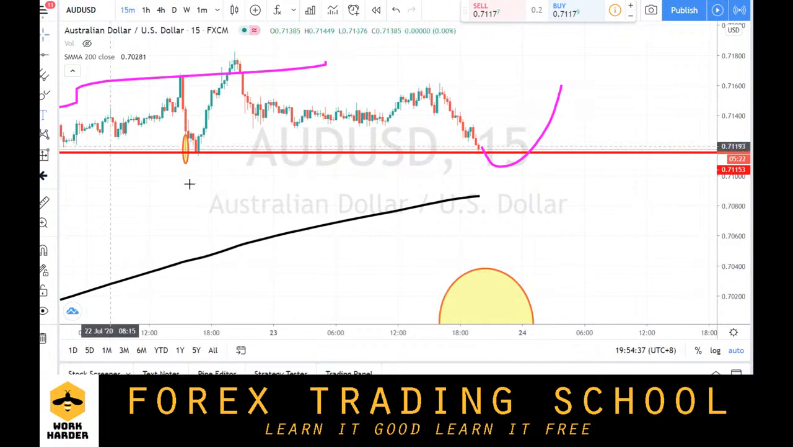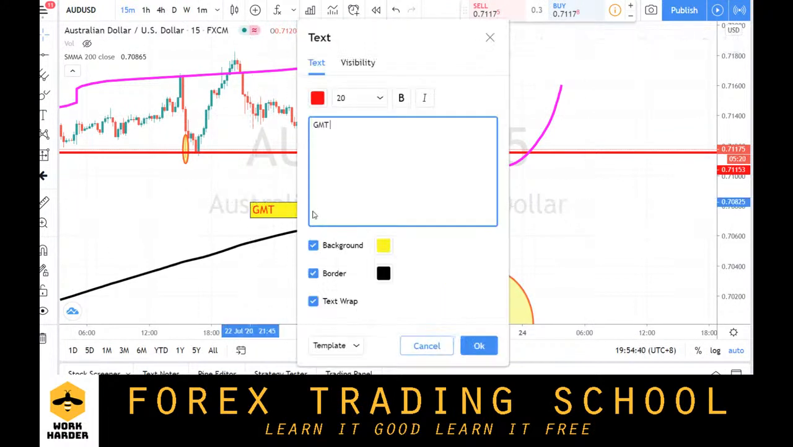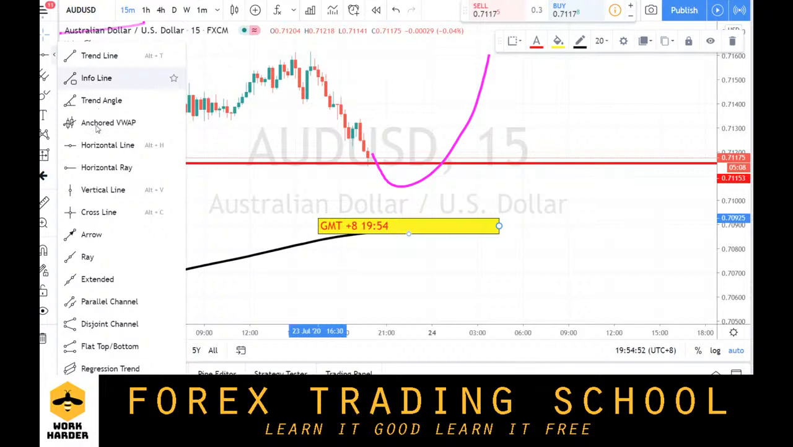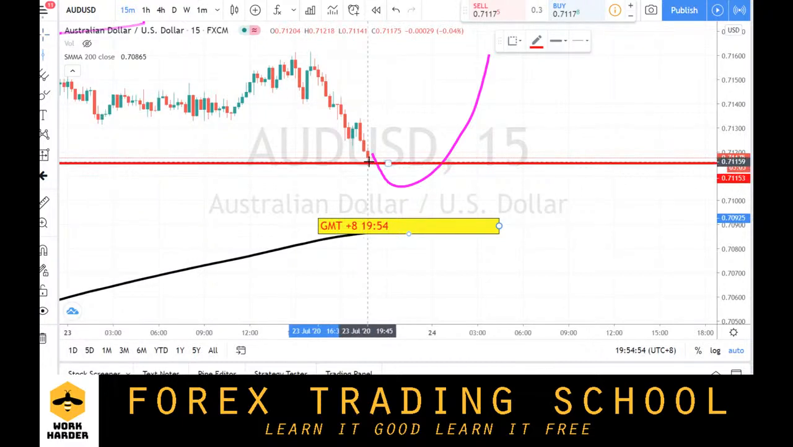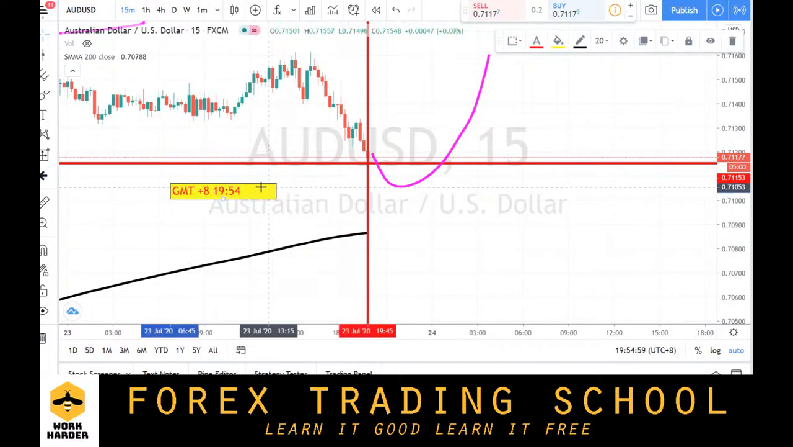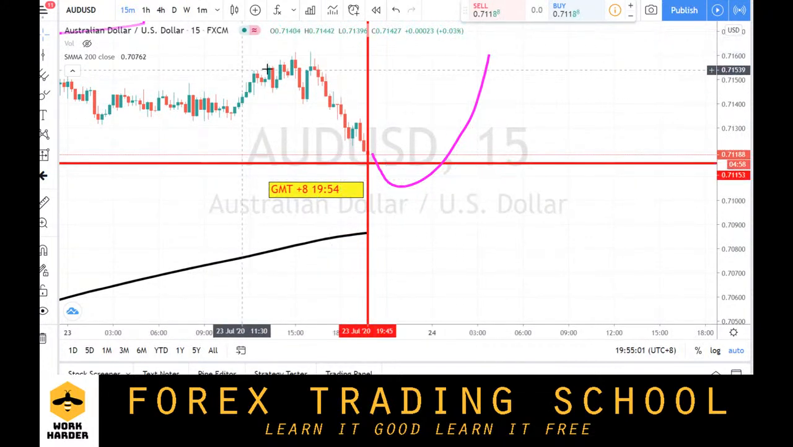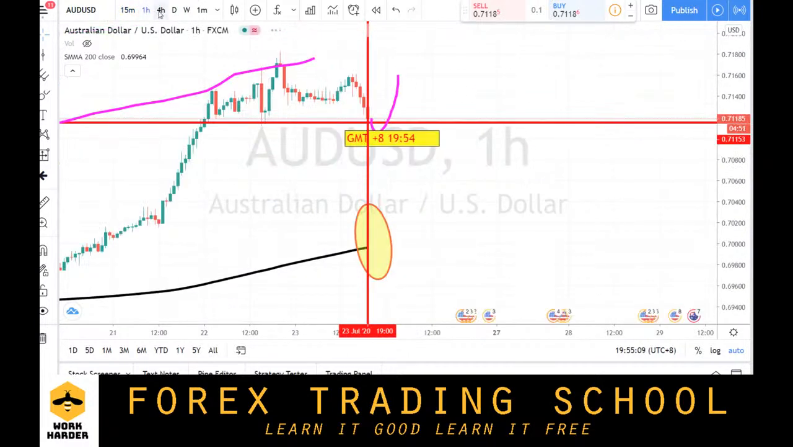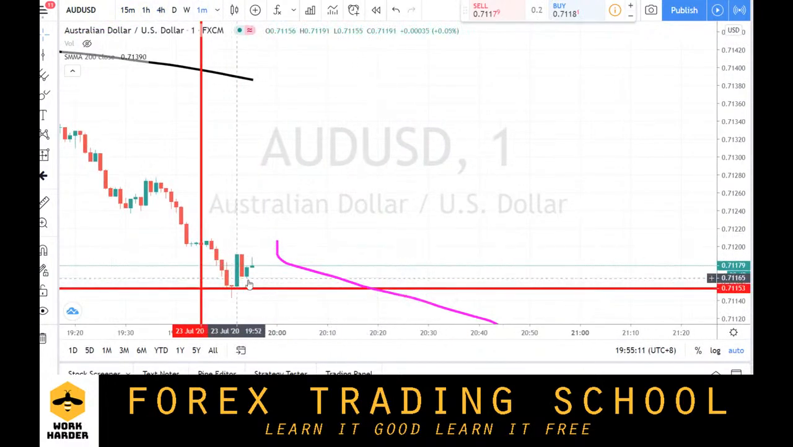I'm in GMT plus 8. Okay, current time is GMT plus 8, 1954. Let's put a mark here with a vertical line on the 15 minute. Okay, and we will see what is going to happen. Let's lock it. Okay, that's all we have for Aussie USD. One minute later we will come back.